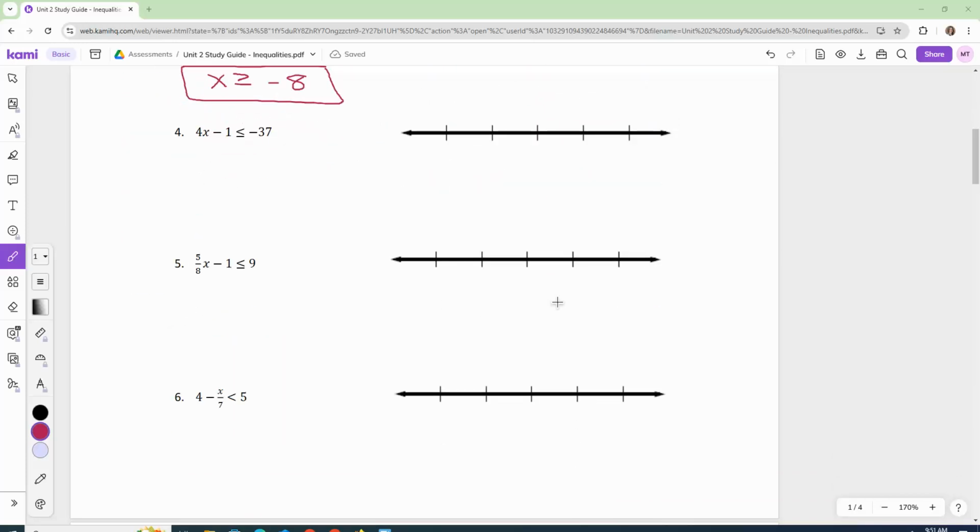All right, who can tell me what to do with number 4? Plus 1. So we get 4x is less than or equal to negative 36. And then, divide by 4. Does the sign flip? No. No, because it's a positive. So x is less than or equal to negative 9. Okay. So that would be a closed circle at negative 9 going to the left.